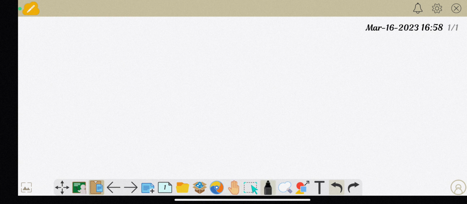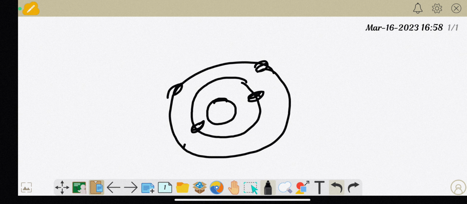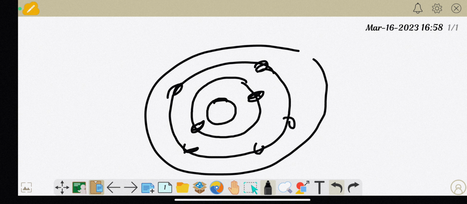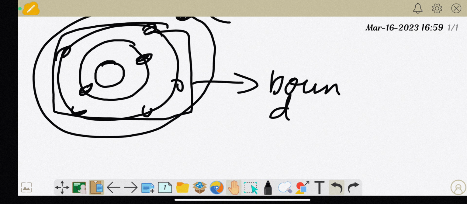You know the atom, right? In an atom, at the center there will be the nucleus, and there will be some orbits. There will be some electrons orbiting in those orbits. Those inside are called bound electrons. By bound electrons I mean those electrons are not free to move; they are restricted.